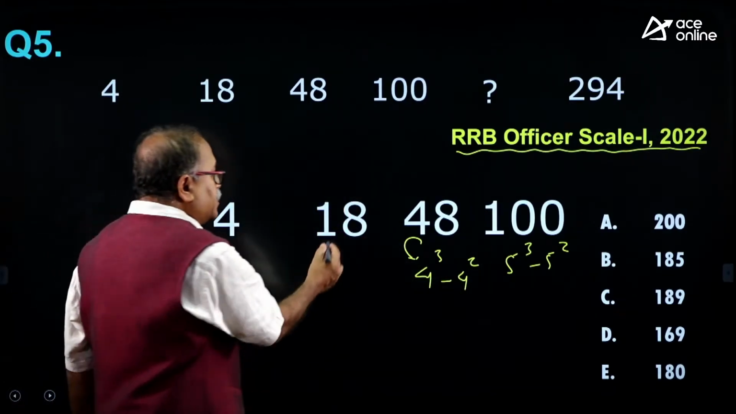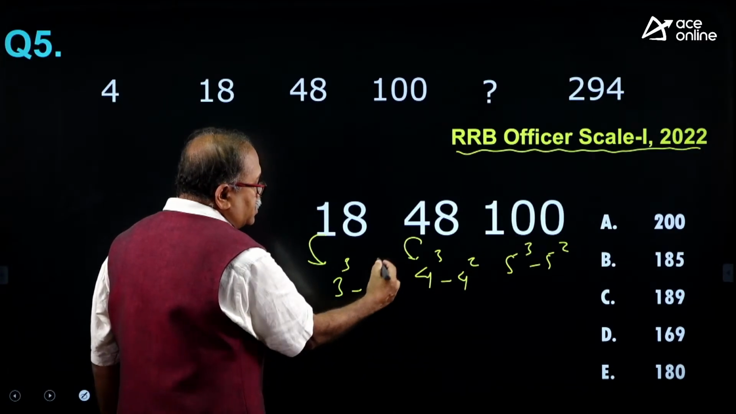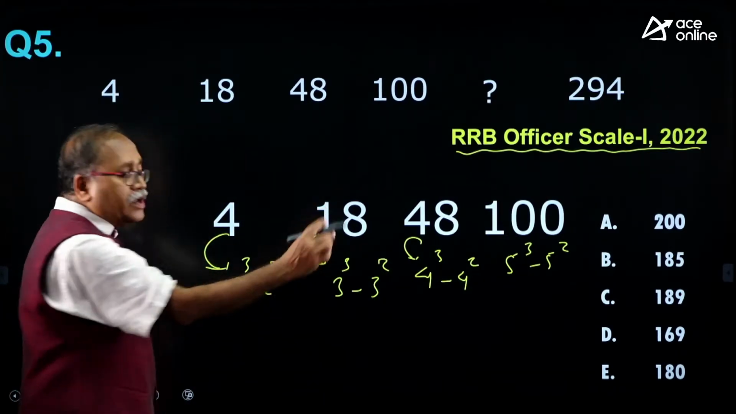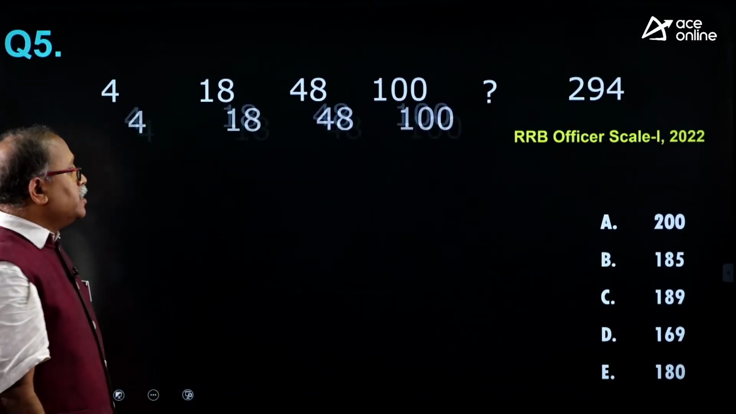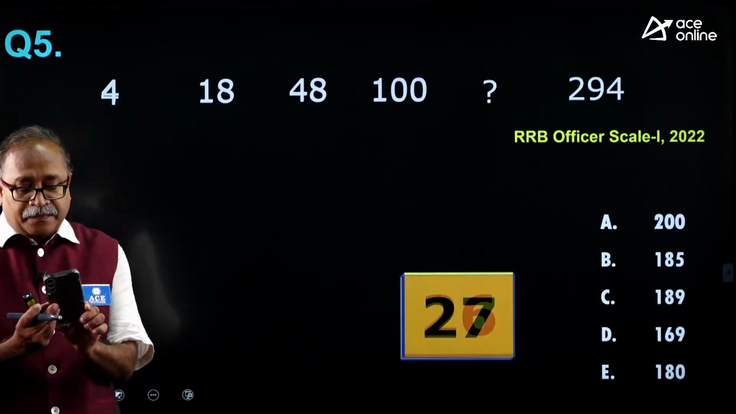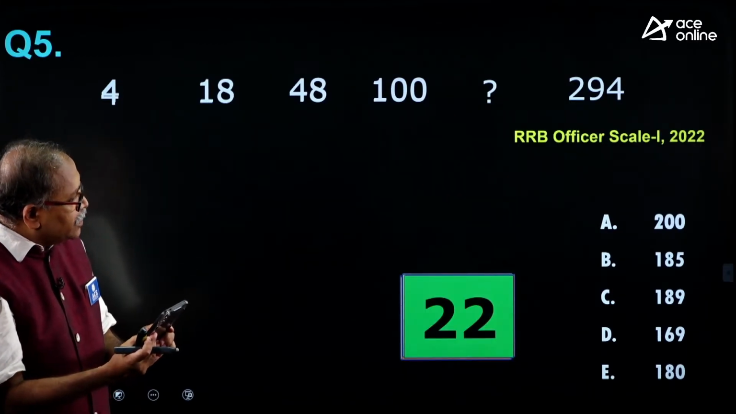Can you identify this number as 3 cubed, 27, minus 3 squared? Can you identify this as 2 cubed, 8, minus 2 squared? If so, you are ready with your answer. Take 30 seconds and answer the question. Okay, Ramesh has already answered it and he says 137.